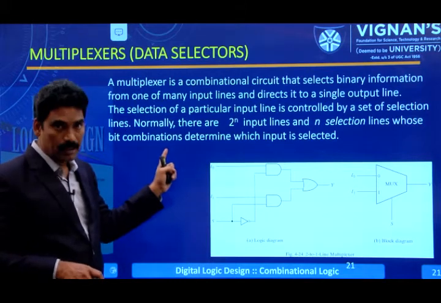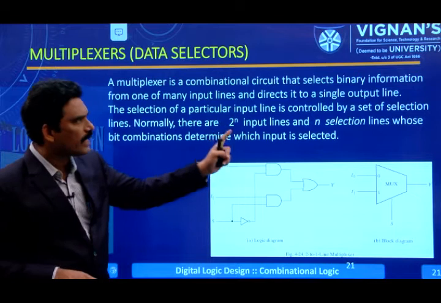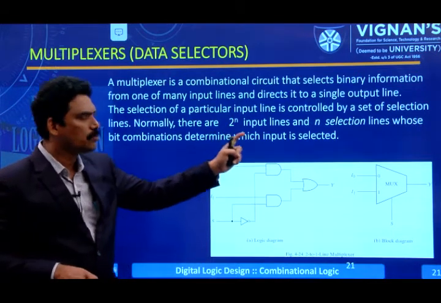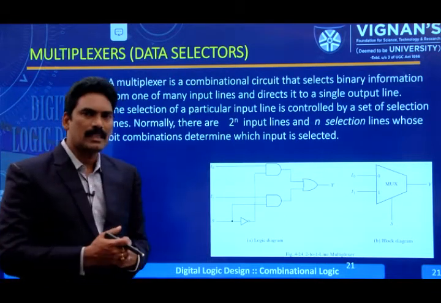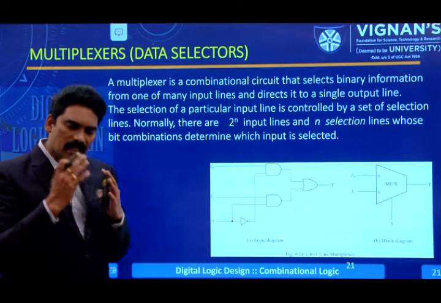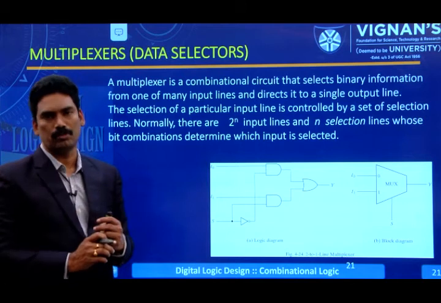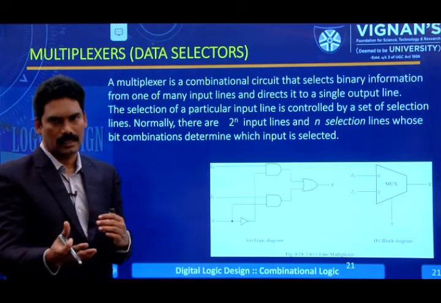Normally, there are 2 to the power of n input lines and n selection lines whose bit combinations determine which input is selected. So, what is a multiplexer? A multiplexer is a combinational circuit which takes 2 to the power of n input lines and produces only one output. The selection is based on selection lines.